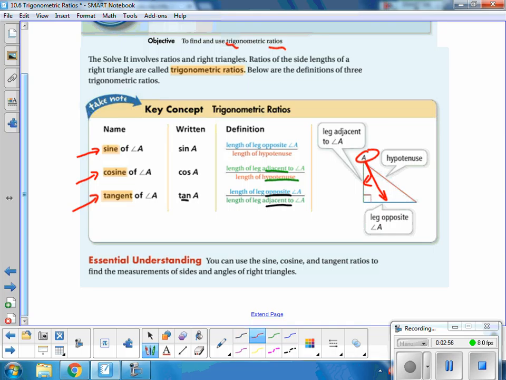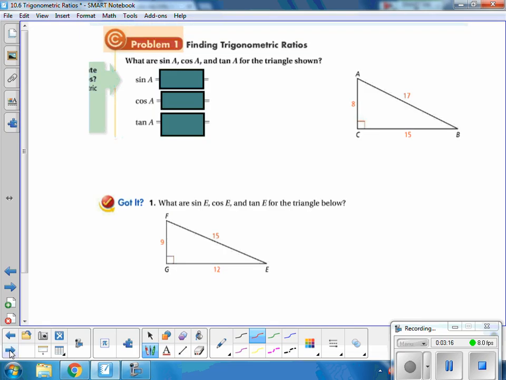Okay, and I'm going to tell you a little trick that you can use to help remember all these things, because these ratios are something good to know and to always have. Okay, and you're going to use sine, cosine, and tangent ratios to find a couple things. You're going to find the measurement of sides, and you can use them to also find the angles of the right triangle. Okay, so we'll be able to try that out.